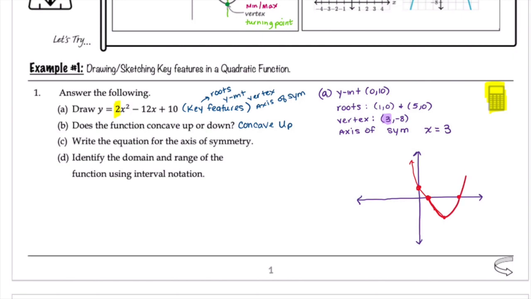Don't forget, it is a U-shape function, so you want to make it as parabolic as possible. All right, so there's my U-shape. Let me identify my key features again.